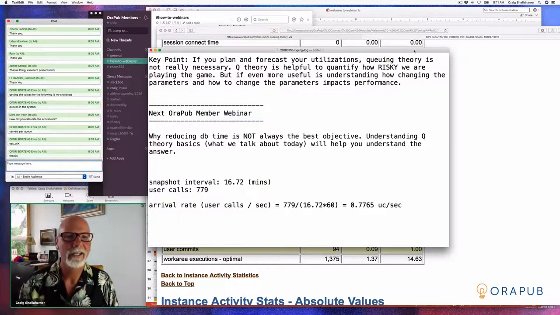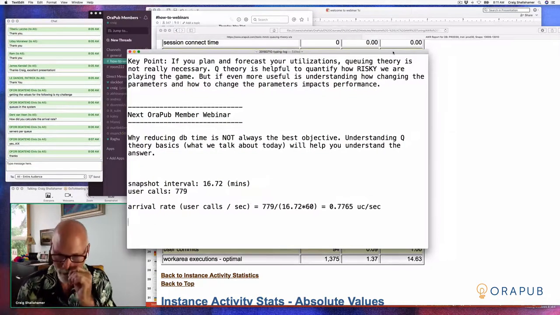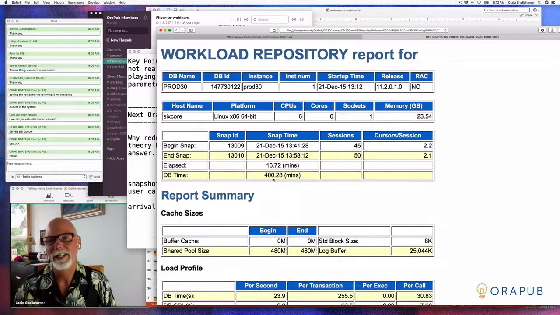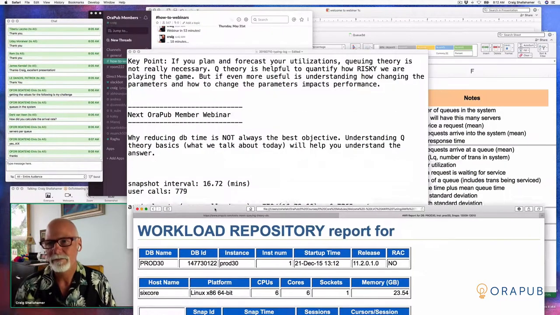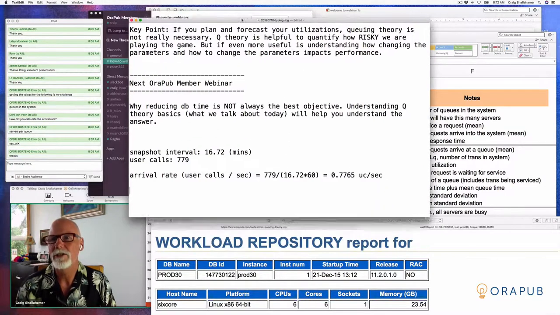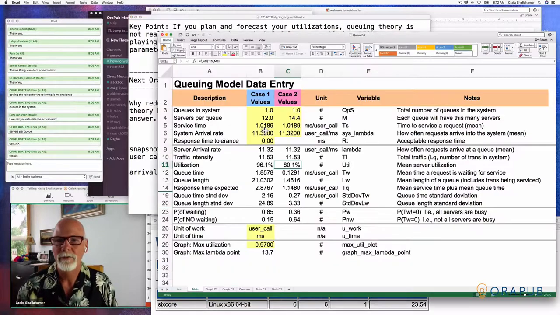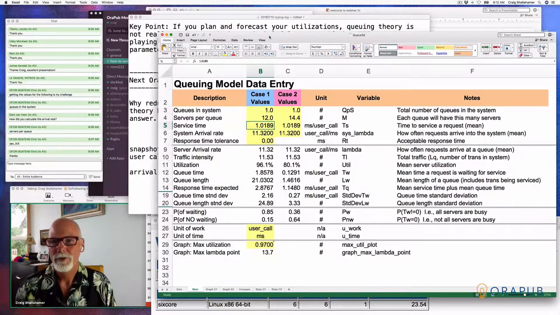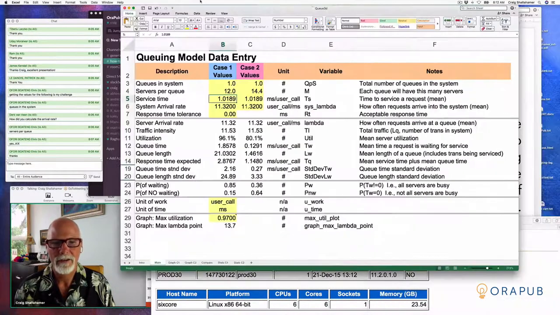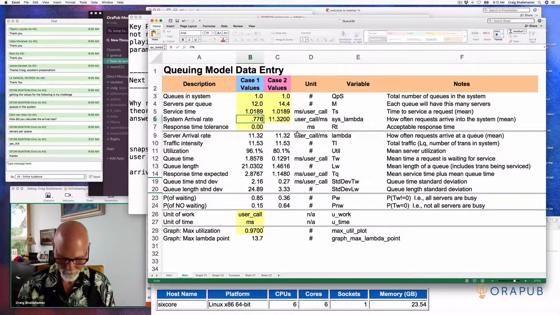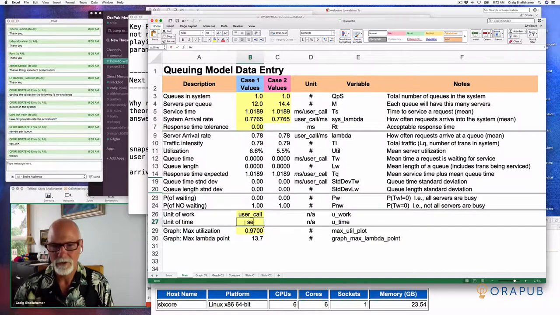The utilization, I can get that off the AWR report, or I can calculate it myself. The number of cores, you can use the AWR report to give you an idea, but I'd always check that. Always check that. So the only unknown is going to be the service time. You can use the spreadsheet to back into and derive what that service time is going to be. So you would put this number, the 0.7765, right here, and this would be user calls per second. So that's how you would do that.